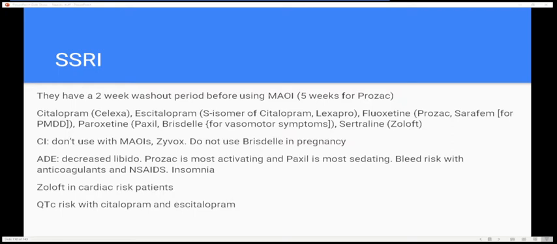So the side effects from these are decreased libido, which is like sex drive, and Prozac is the most activating of these drugs, and Paxil was the most sedating. Also, paroxetine or Paxil was associated with a lot of weight gain, so something to keep in mind too. There's also an increased bleeding risk with these medications if you're using anticoagulants and NSAIDs. Zoloft is in cardiac risk patients. Also, you have QTC prolongation with citalopram.